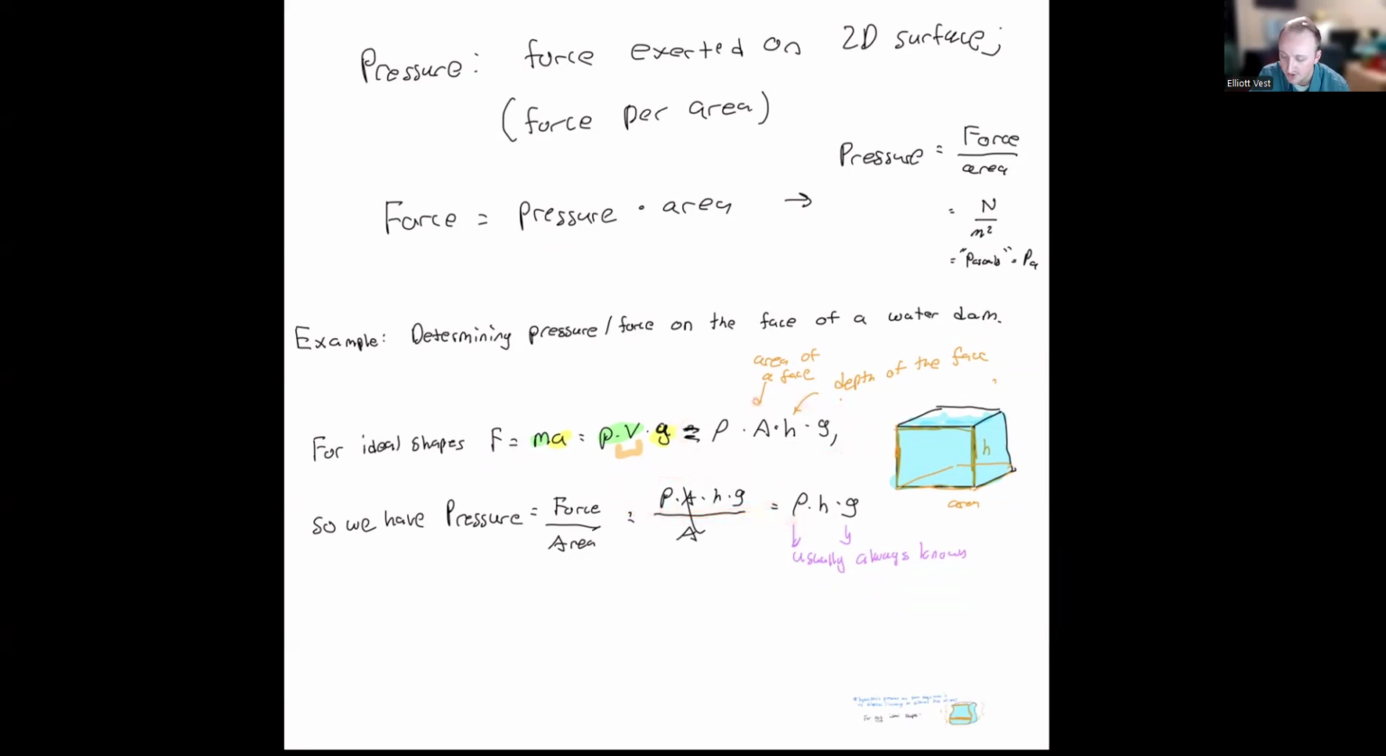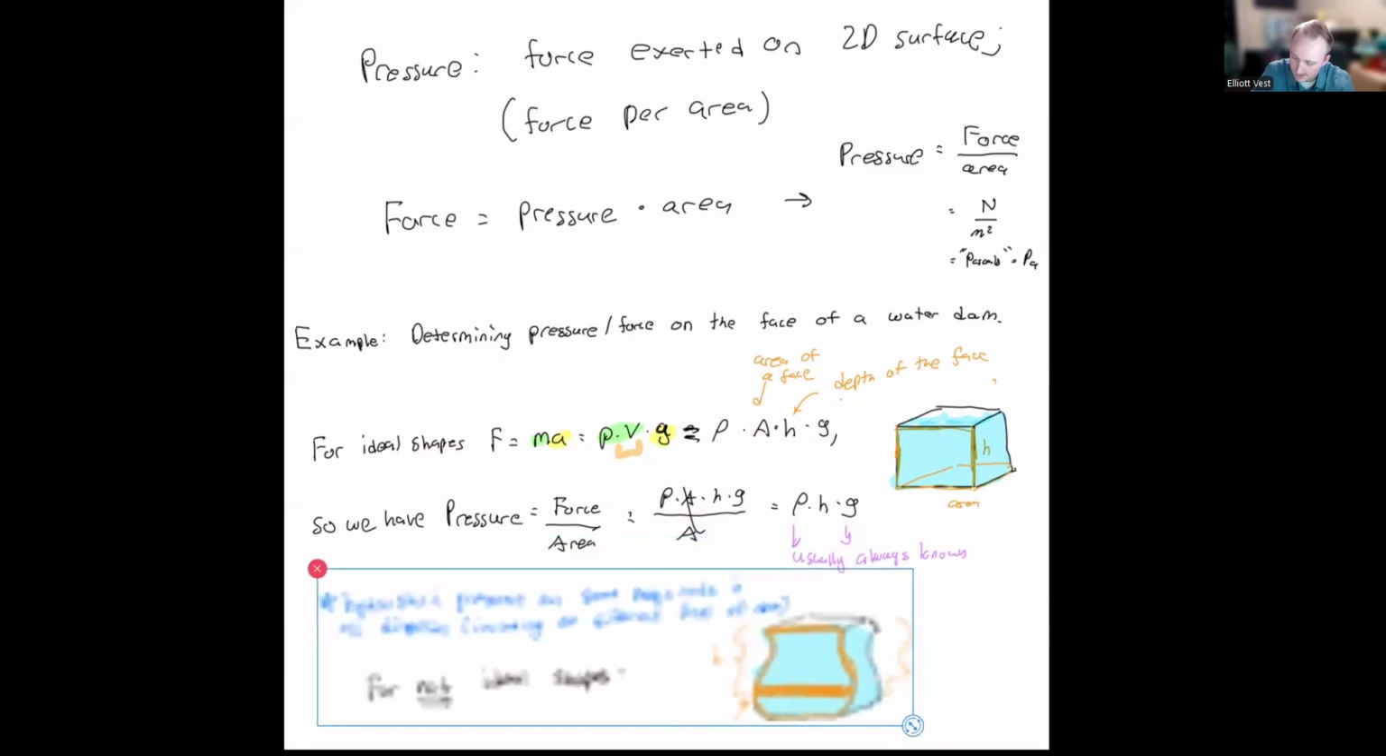So pressure is equal to the density times the depth times gravity, and the density of water and gravity are usually always known. The density of water is about 1,000 kilograms per meter cubed, and gravity is 9.8 meters per second squared. Okay, that is if we have ideal shapes. And I'll also say, well, actually, I have it all right here, so I'll just resize it again.